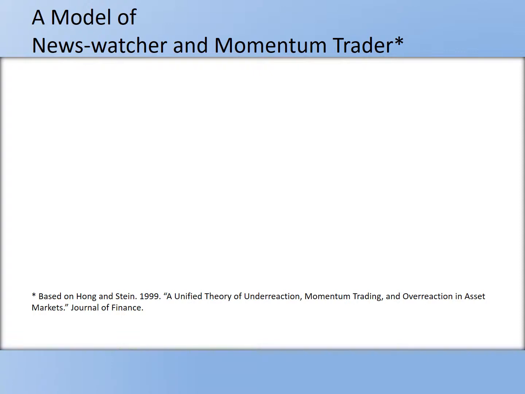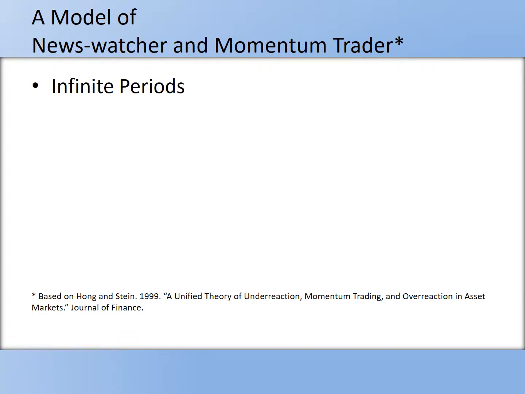Right, so we're going to do a graphical approach. I'm going to draw a diagram of a model of news watchers and momentum traders based on Hong and Stein, a unified theory of underreaction, momentum trading, and overreaction in asset markets in the Journal of Finance. This model is very often quoted in empirical papers whenever momentum is concerned. The actual mathematics is quite complicated, but the graphical representation is actually not.